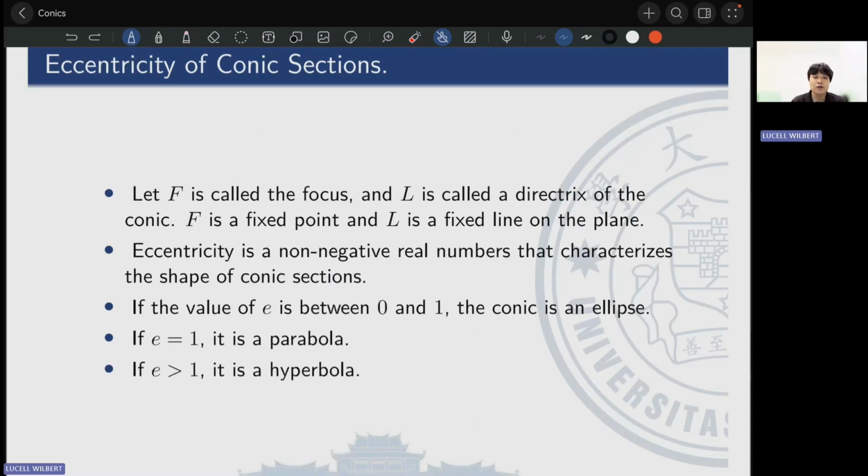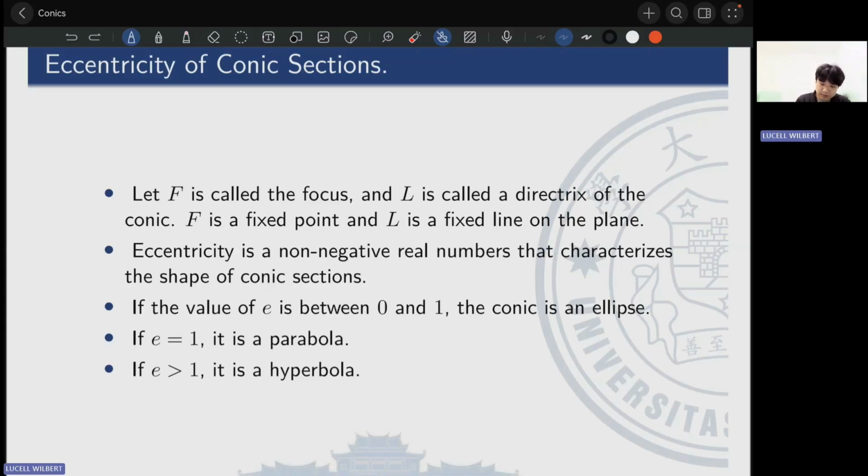Now, let us move on to the eccentricity of conic sections. In conic sections, there are two important components. First is the focus, and second is the directrix. We can let F be the focus, which is a fixed point on the plane, and L is the directrix, which is a fixed line on the plane.